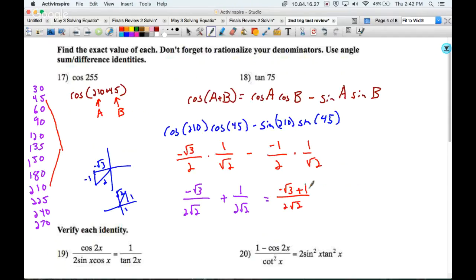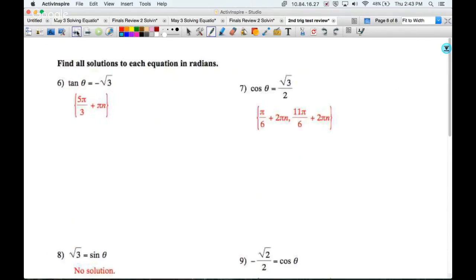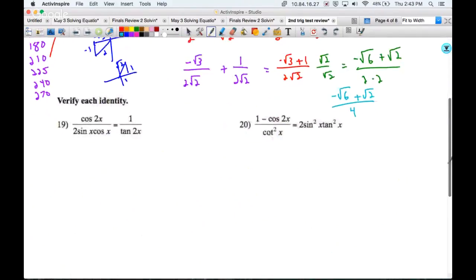Time to rationalize the denominator by multiplying the top and the bottom by the square root of 2 over the square root of 2. So now this is negative square root of 6 plus the square root of 2, all divided by 2 times 2. Last thing for this one, let's just combine those in the bottom. Negative square root of 6 plus root 2 all over 4. Let's see how we do on 17. Negative square root of 2 minus square root of 6. Is that what we had? Yeah, we just had it in a slightly different order, but that works.